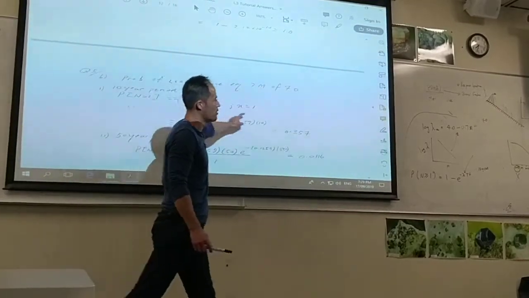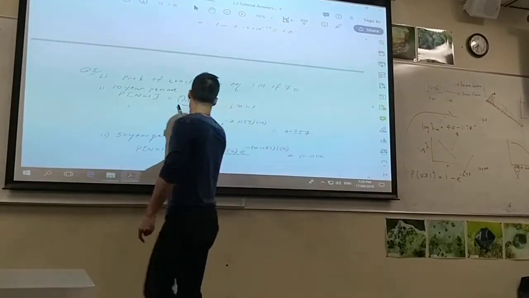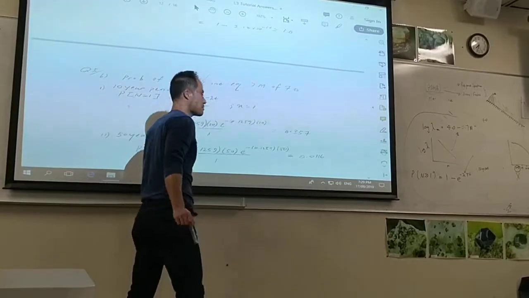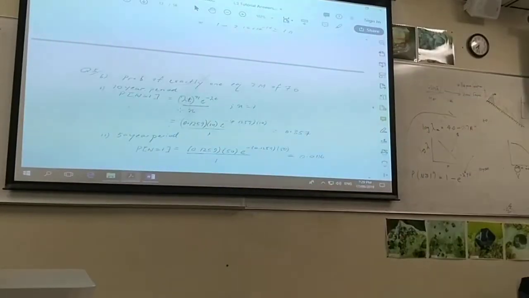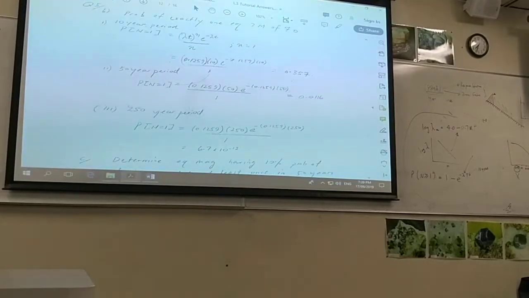You can get lambda from the relationship for magnitude 7. And I just use this formula here now, and then I get these probabilities. What you'll notice is the probability should be reducing as the time increases, and it does. Why would the probability be reducing as time increases? There's more likely to be more than one. Exactly. There's more likely to be more than one, right? So that's why the probability is reduced.